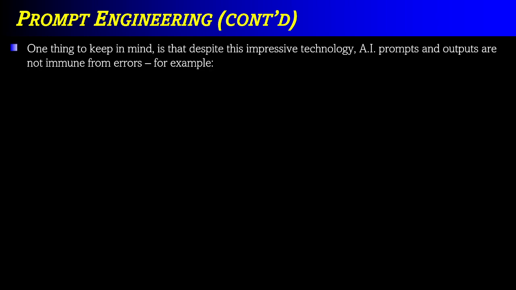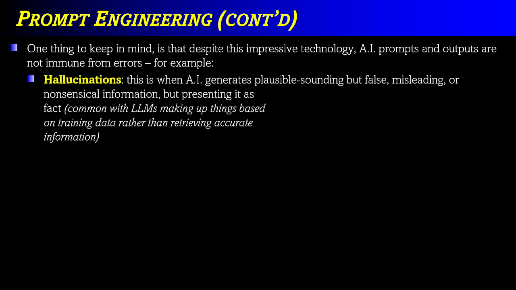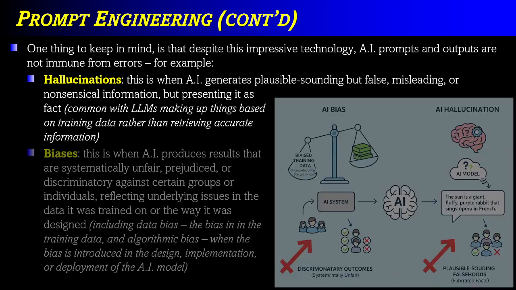One thing to keep in mind as we wrap up is that despite this impressive technology, AI prompts and outputs are not immune from errors. So, common errors with AIs is hallucinations. This is when the AI generates plausible sounding but false or misleading or nonsensical information that it presents as fact. This is common with large language models. They make things up based on the training data rather than retrieving and researching accurate information.